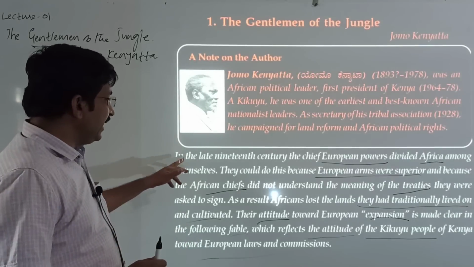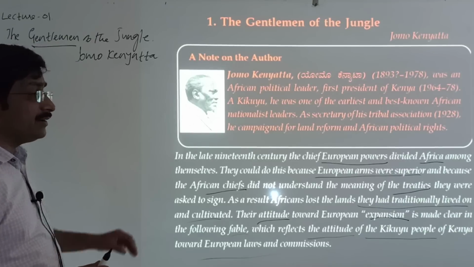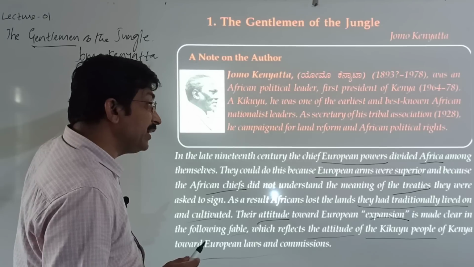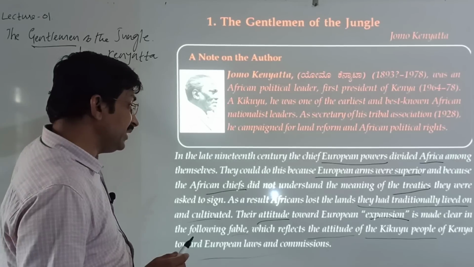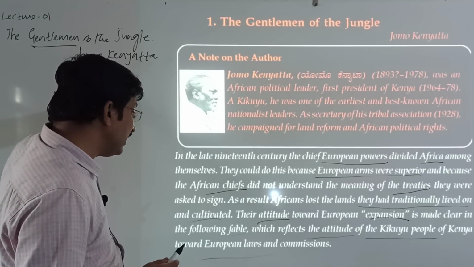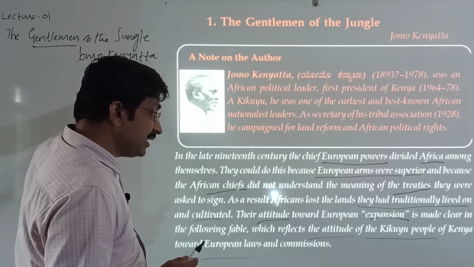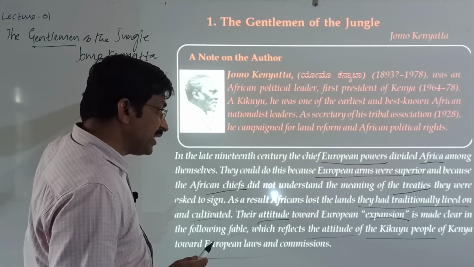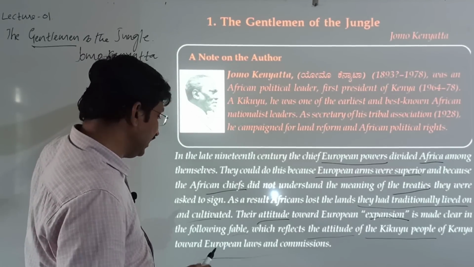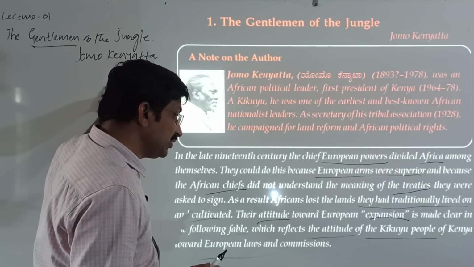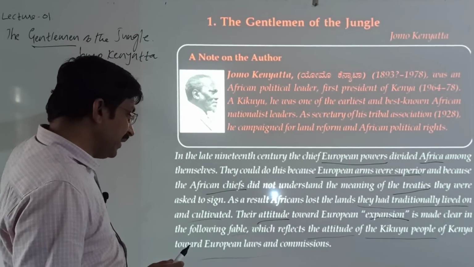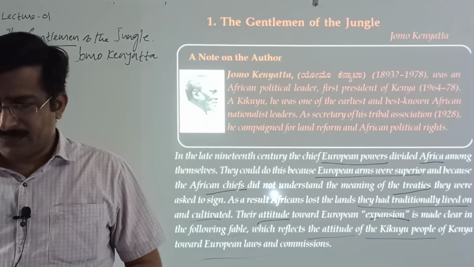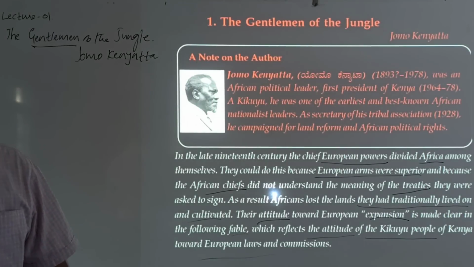So in the late 19th century, the chief European powers divided Africa among themselves. They could do this because European arms were superior and because the African chiefs didn't understand the meaning of the treaties they were asked to sign. As a result, Africans lost the lands they had traditionally lived on and cultivated. Their attitude toward European expansion is made clear in the following fable, which reflects the attitude of the Kikuyu people of Kenya toward European laws and commissions. Different laws and different commissions. Okay, now we'll read this story.